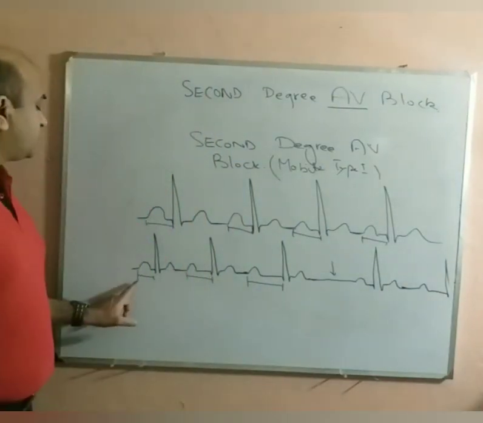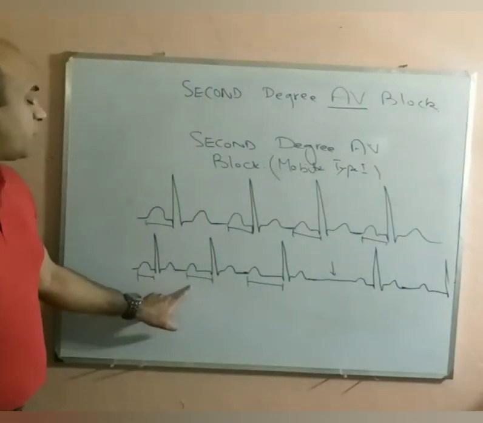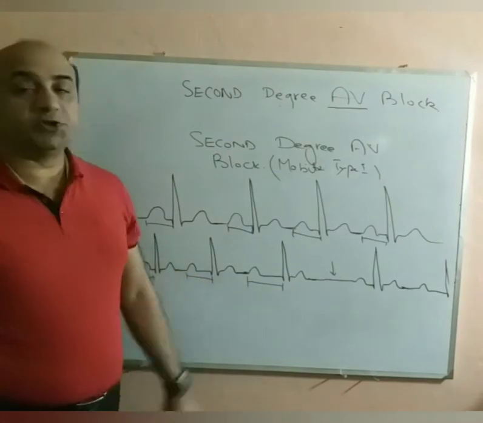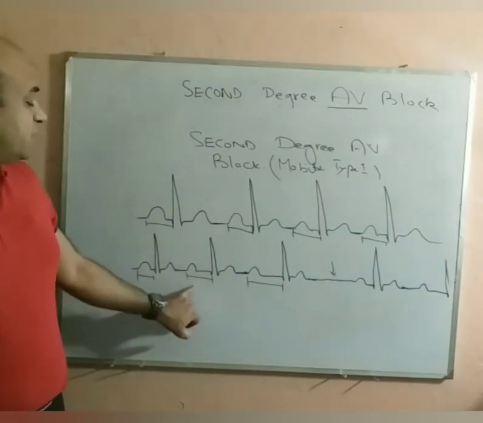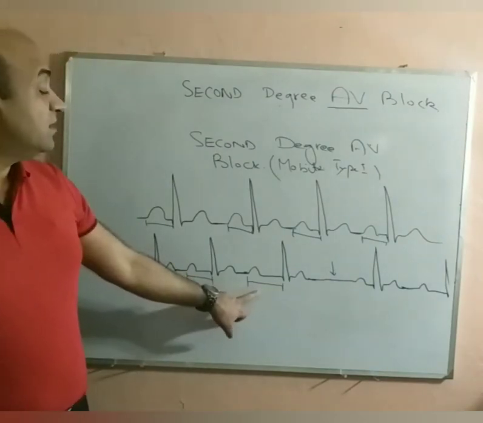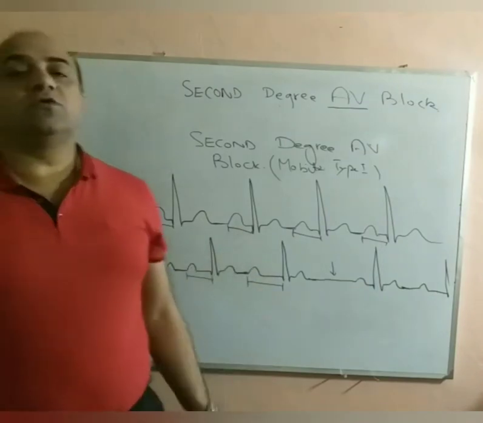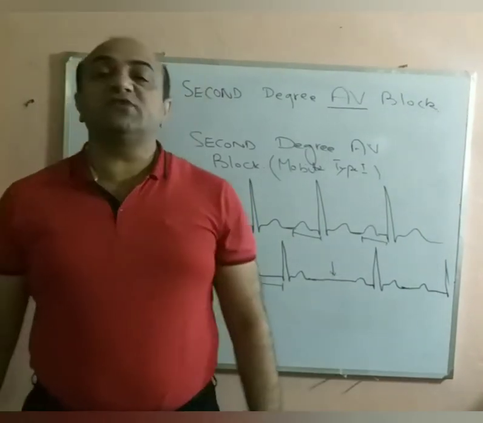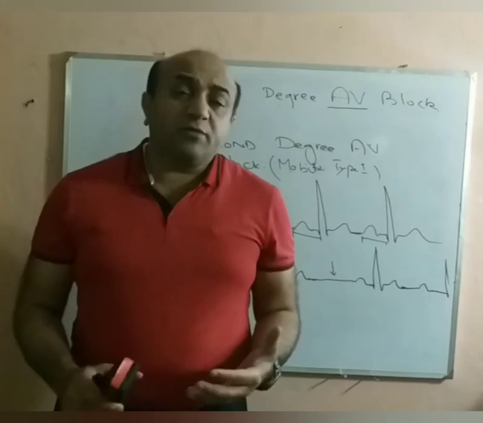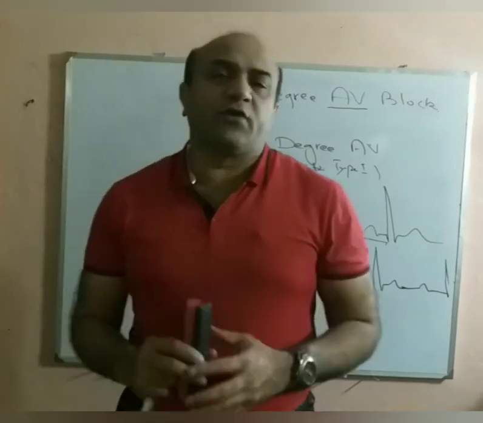Again focus here. The PR interval is progressively increasing in duration. From the first to the second it's more, then it's going lengthier. Then after the third or fourth QRS complex, there is a missed QRS complex. This phenomenon is known as the Wenckebach phenomenon.